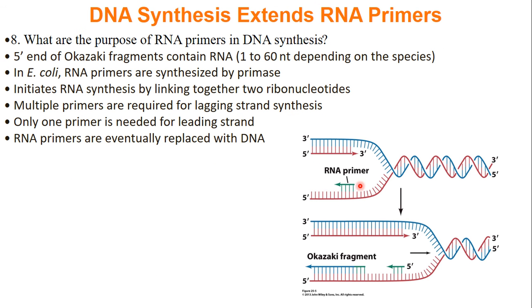What is the purpose of RNA primers in DNA synthesis? Again, we need to add to a 3' hydroxyl. Polymerases cannot just add DNA without a nucleotide already being there. So we need that nucleotide to be there to begin with, and that's going to be RNA. So we always put an RNA primer to start building our new nucleotides onto. The leading strand only needs one primer, while the lagging strand needs multiple primers, and you get fragments of DNA called Okazaki fragments.